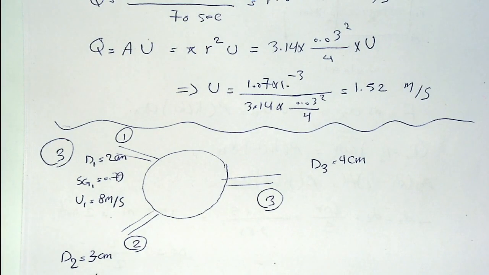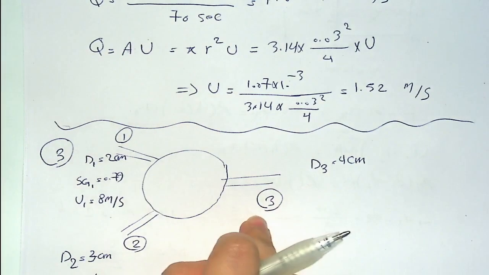Okay, so now the third question. You have 2 inlets and 1 outlet in a pipe, and the diameters, the specific gravity, and the velocity of different sections are given to you. Assuming that the 2 liquids are thoroughly mixed within the chamber, calculate the exit velocity and the specific gravity at section 3, that is here.